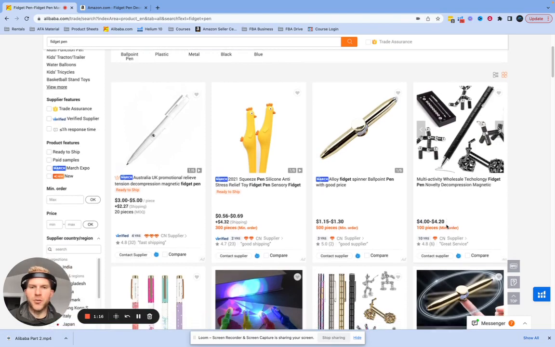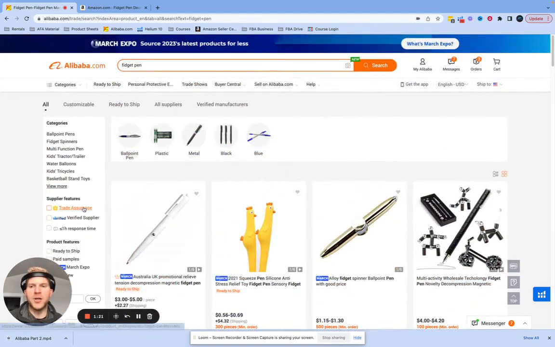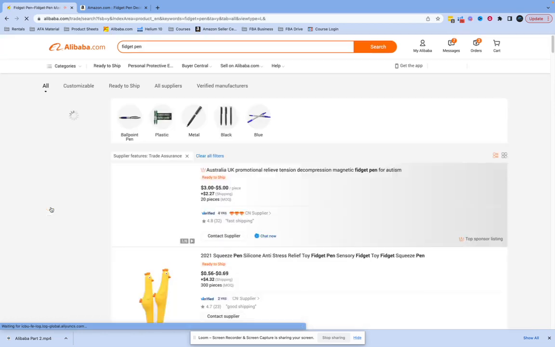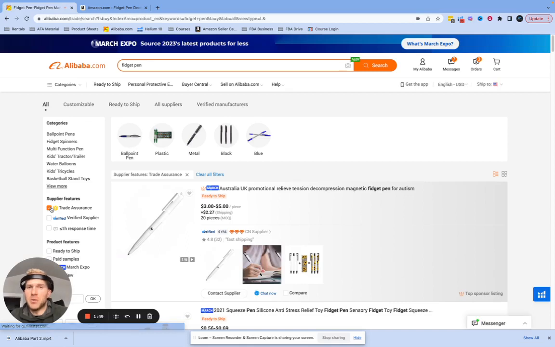So as I'm looking through here, one thing to know is on the left side here, you can filter suppliers through trade assurance, which basically gives you extra insurance as far as quality and that you won't get scammed, basically. Now, it's going to filter out because some suppliers have trade assurance, some don't. I'm going to click that. I've made purchases with and without trade assurance, and honestly, I've never had a bad experience using Alibaba.